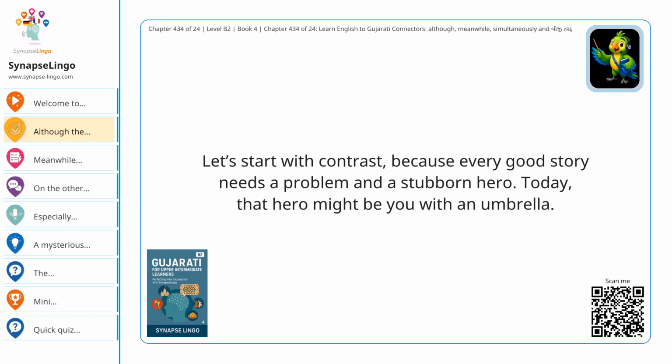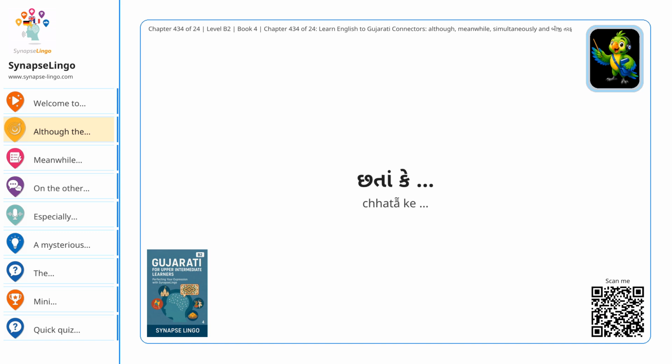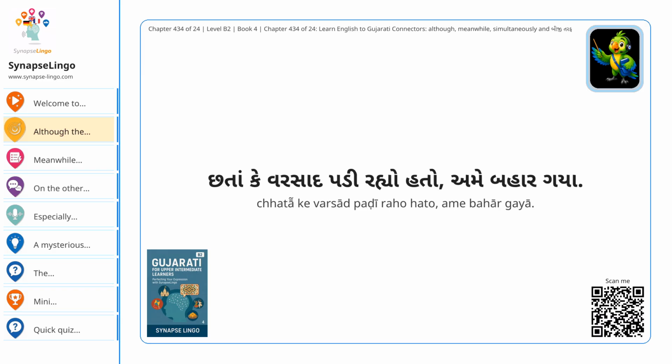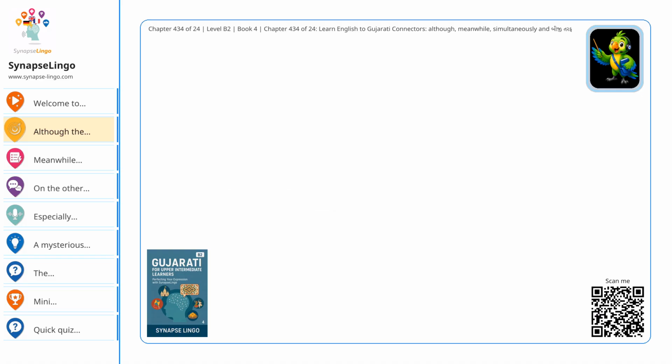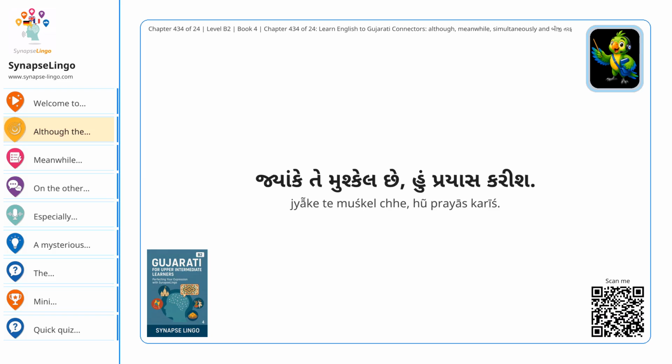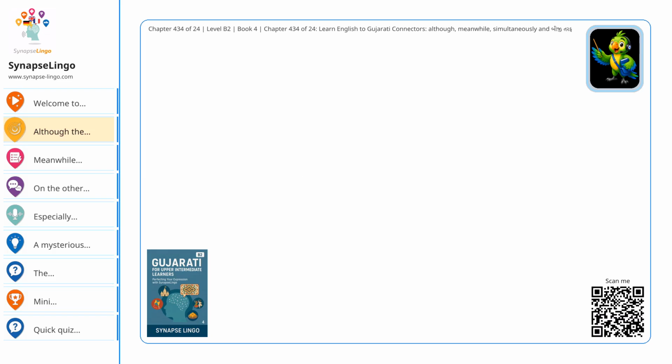Let's start with contrast, because every good story needs a problem and a stubborn hero. Today, that hero might be you with an umbrella. Use this for although. Example: although it was raining, we went outside. Another form is the second one. Example: although it is difficult, I will try.